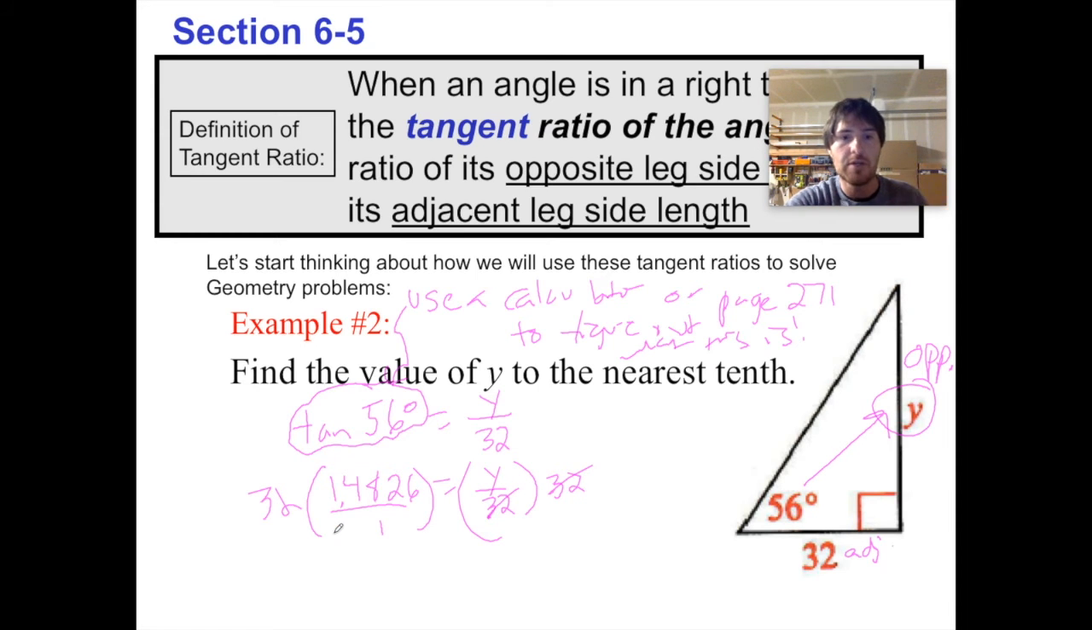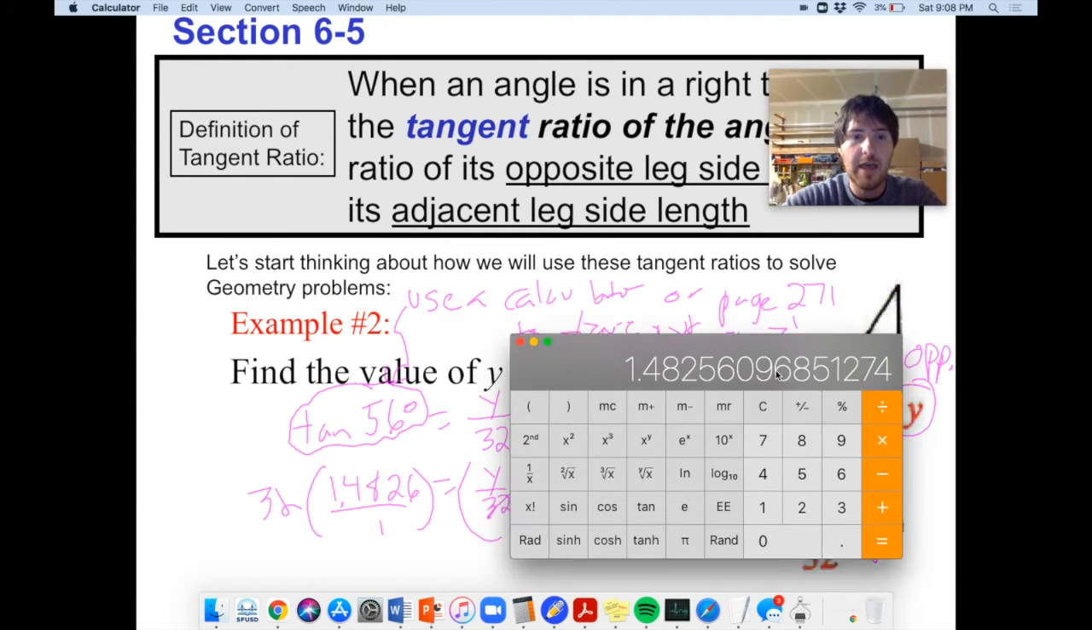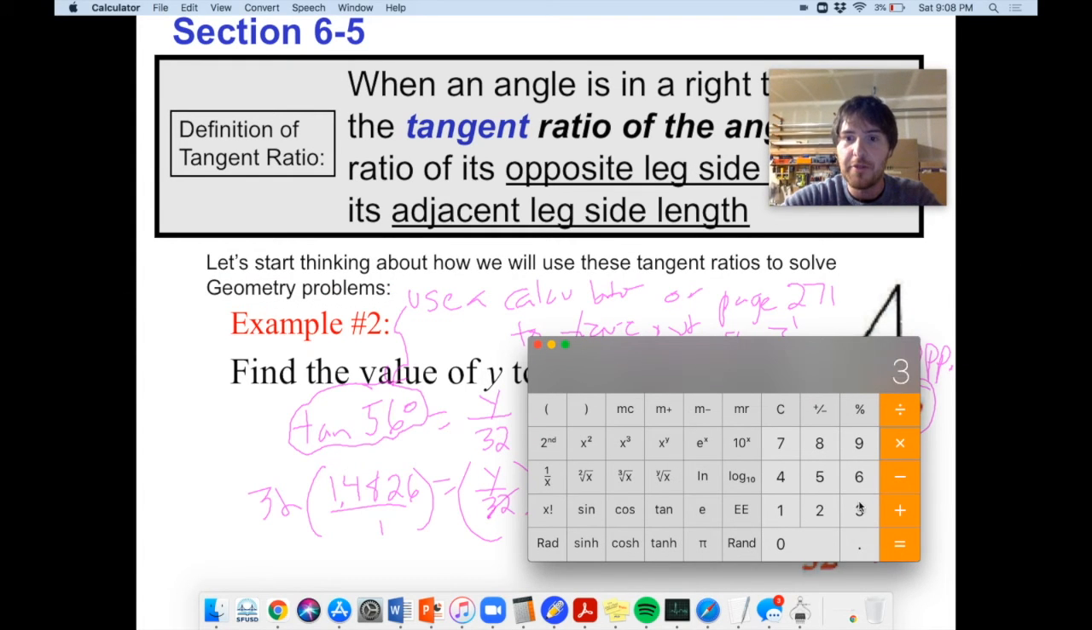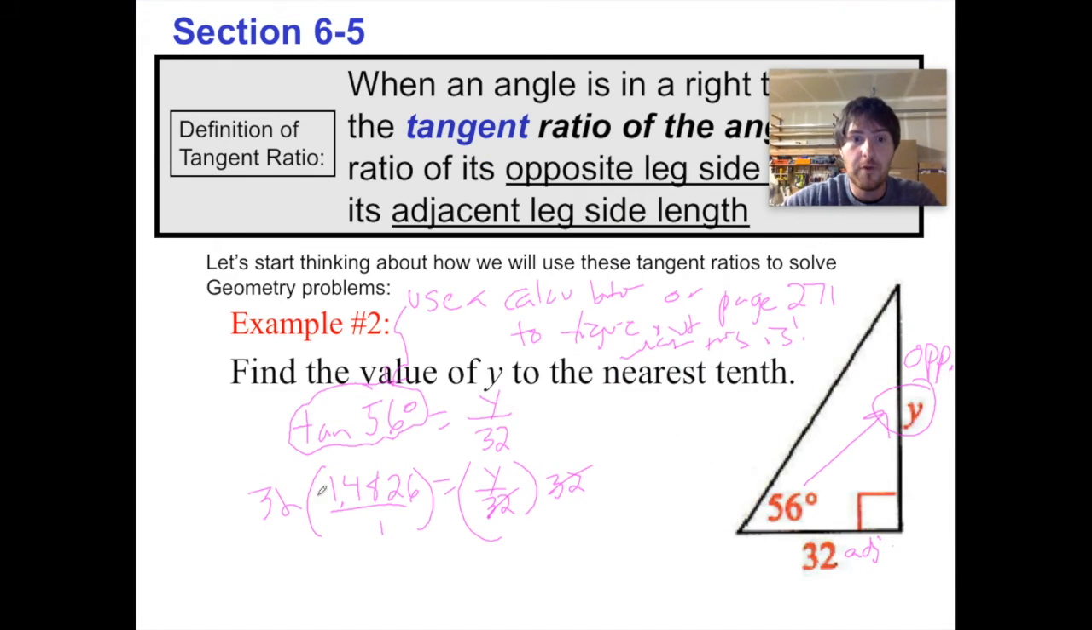Okay, 32 times 1.48. Maybe I'll go to my calculator here to do that. I got 1.48 times 32, which brings me to 47.4, approximately 47.4. So 47.4 is approximately what y's height is.